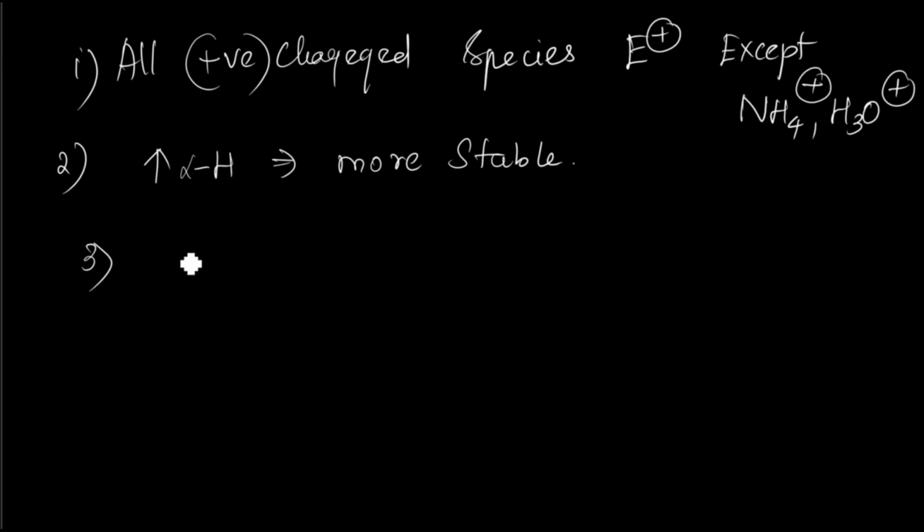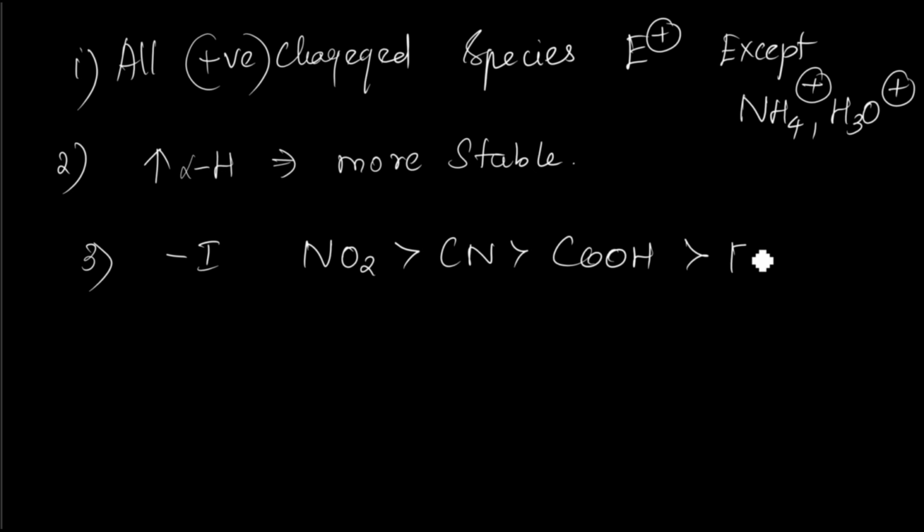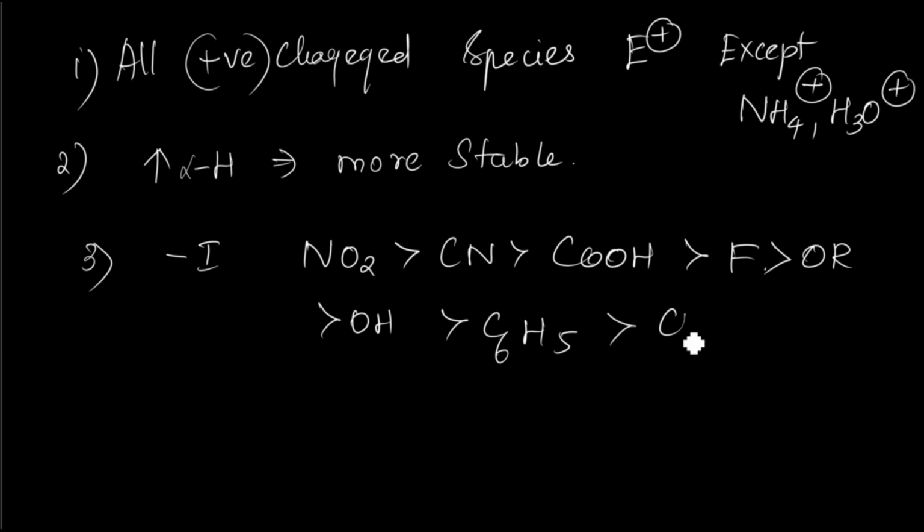Then the third point is that in case you are looking for the order of inductive effect, the minus I order will be, mostly they will be asking questions from nitro, cyano, and carboxylic acid group, fluorine, OH. And then comes benzene, the phenyl ring, and CH=CH2.